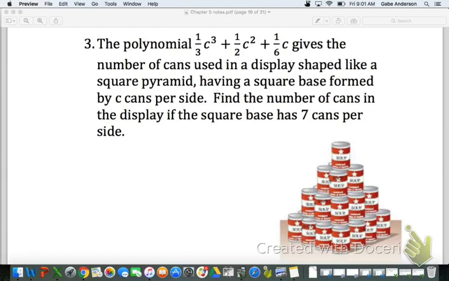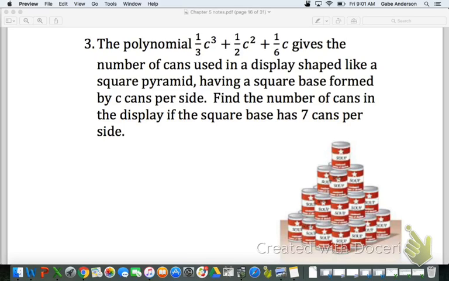So we're going to start off here with number 3. It says the polynomial listed right there gives the number of cans used in a display shaped like a square pyramid having a square base formed by C cans per side. Find the number of cans in the display if the square base has 7 cans per side.